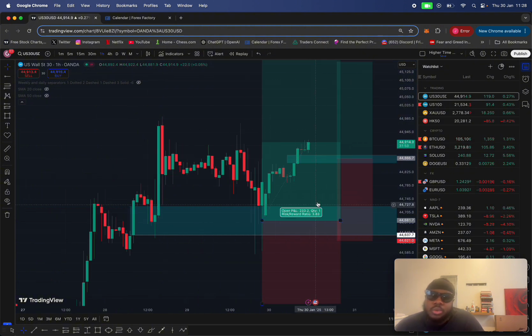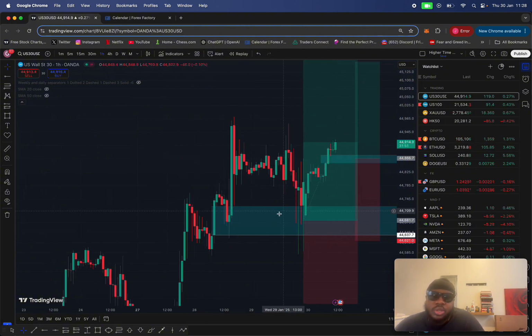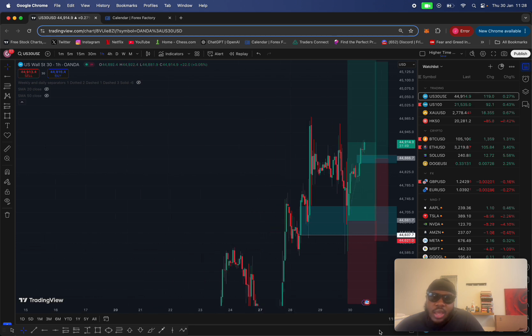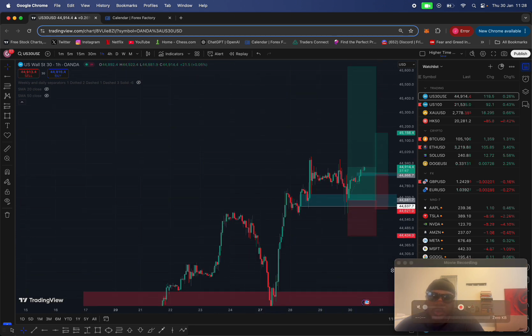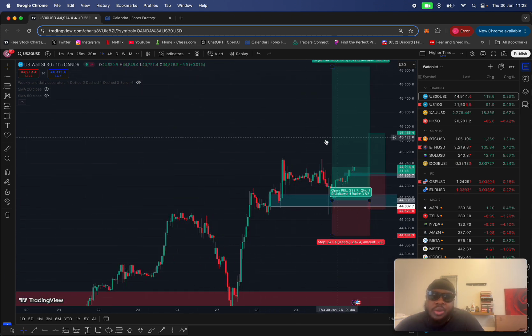So this is the most optimal way to look for entries into this market. You either use an hourly chart fair value gap or a daily chart fair value gap. Regardless, you use a standard 250 pip stop loss.